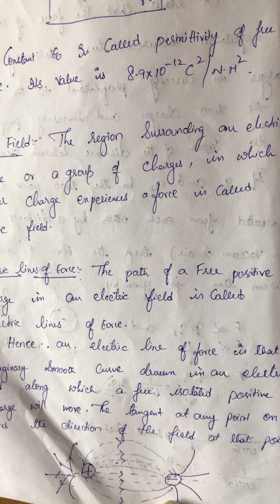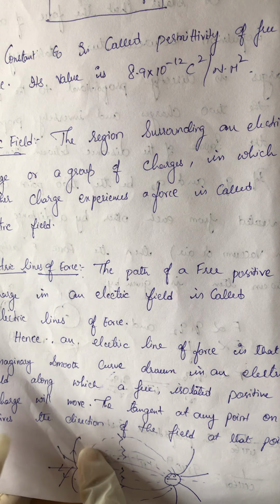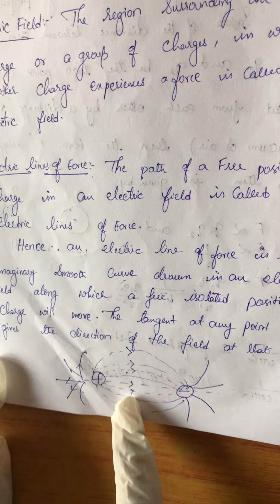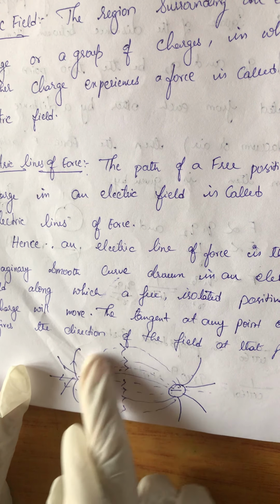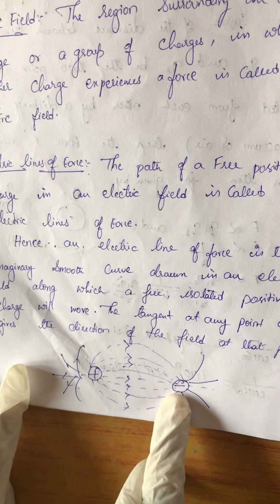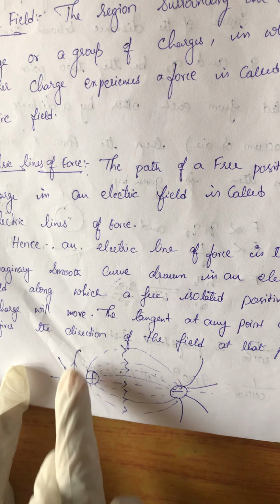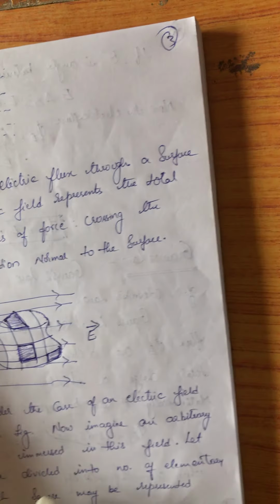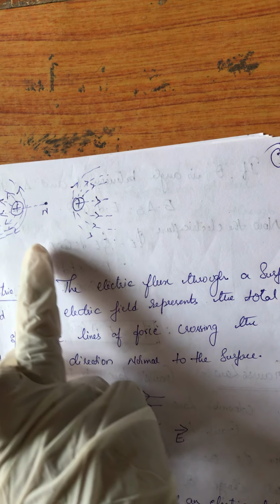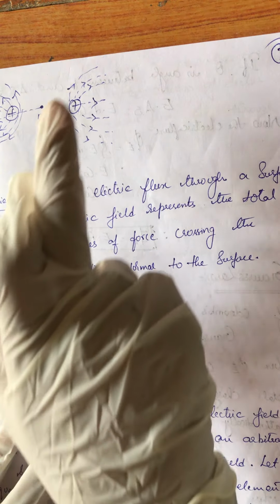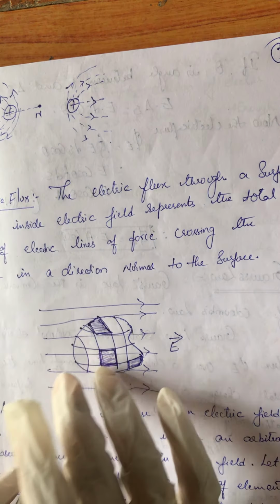The path of a free positive charge in an electric field is called electric lines of force. See here, the figure shows electric lines of force. These are the paths of electric force. Here we have taken positive and negative charges, so the electric lines of force will be like this. If both are positive or both are negative, then the electric lines of force will be this way, repelling each other. Anyway, the electric lines of force will be the path of that force.